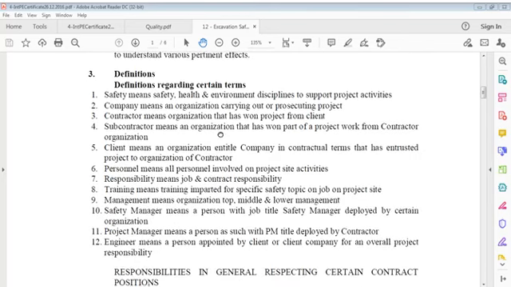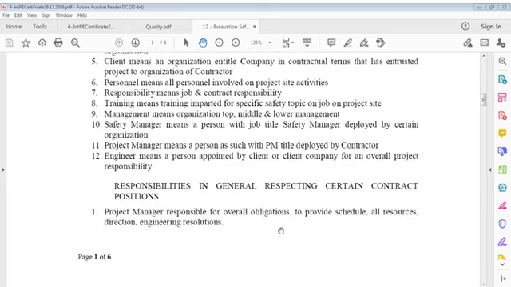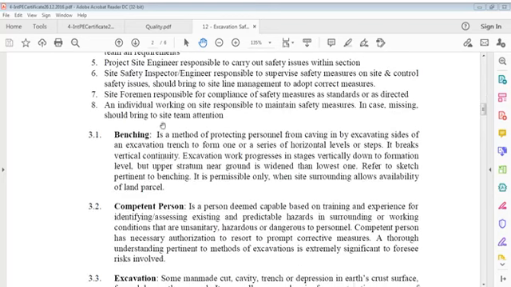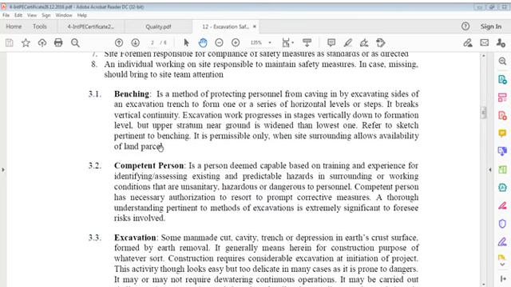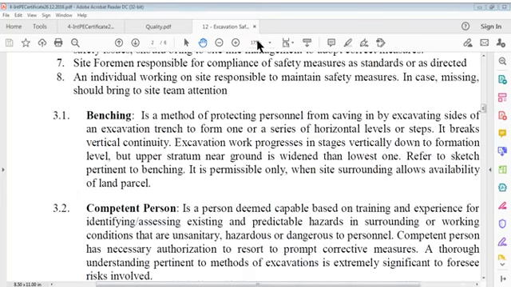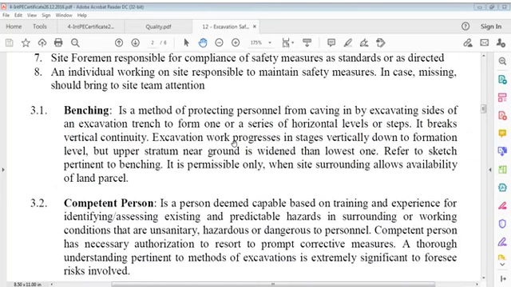That's safety, company, contractor, subcontractor, etc., leave it behind. Responsibility is also the same thing: manager, construction manager, leave it behind. Now, what is benching? I'm just giving a brief. I'll discuss it later on.